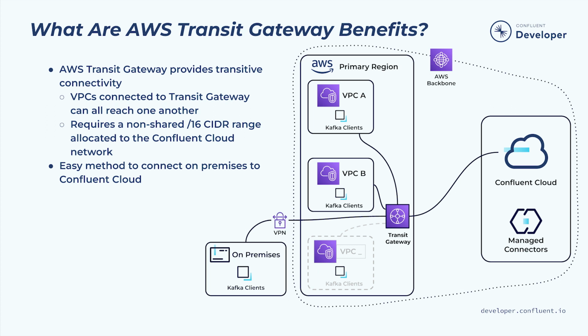For situations where you want to utilize fully managed connectors, you also have more flexibility. With a Transit Gateway, you can grant fully managed connectors running in the Confluent Cloud network access to a larger part of your network, including data sources and data sinks running outside of AWS. If you're running in AWS and using Transit Gateway, it provides all of the benefits of a standard peering connection with a lot more flexibility, but there are some drawbacks.